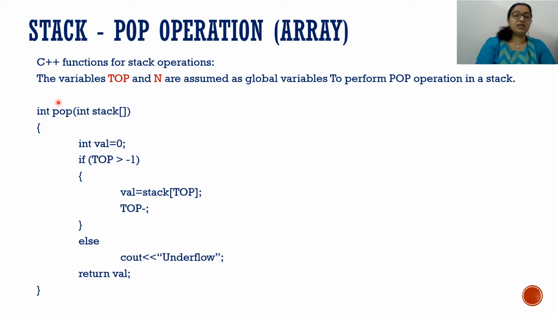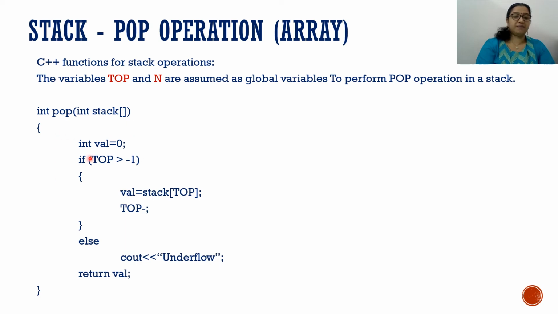Here the variable top is a global variable for performing this pop operation. It's a global one, so we don't want to pass that value to this function. Now the function definition. This is the function header. Int means the return type is an integer. Pop is the function name. And in brackets, int stack[], the square brackets mean we are passing the array to this pop function. Clear? So this is the header of that function.